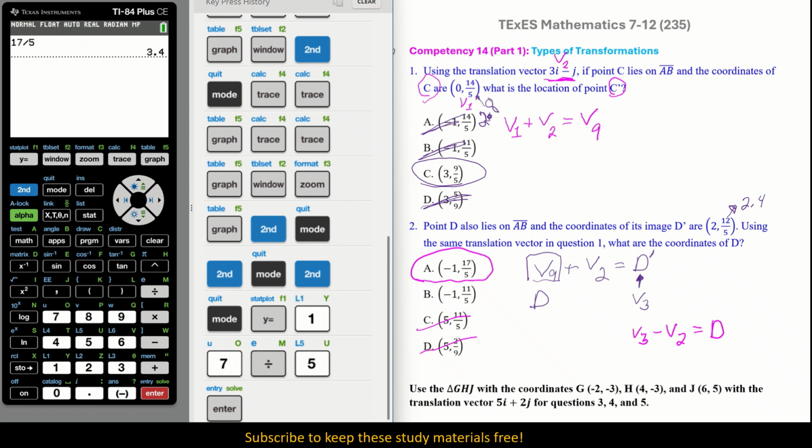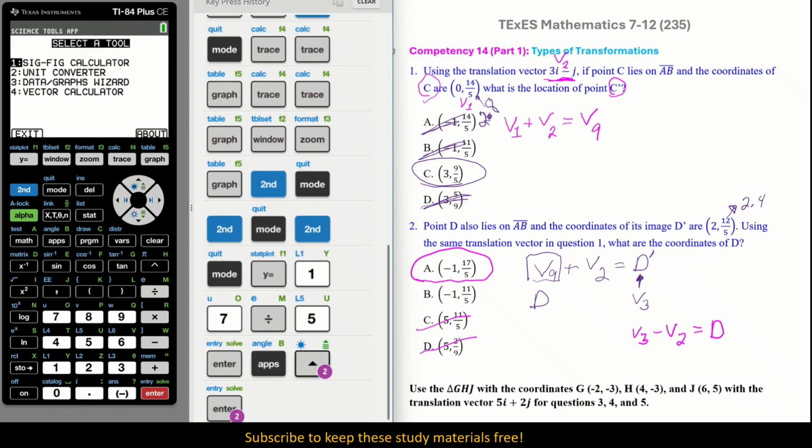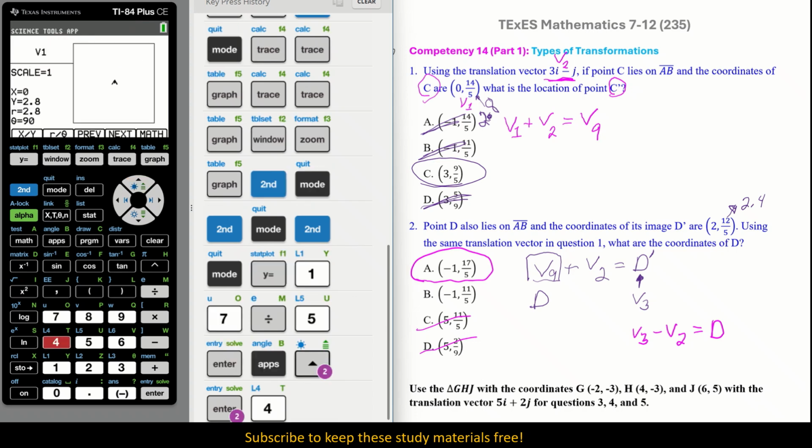Now to get back in, we just say apps, go back up, side tools, go back again. We need number 4 and go back to previous. There you go. V9 holds your last answer for you. So if you ever have a mental breakdown like I just did, you know what to do.